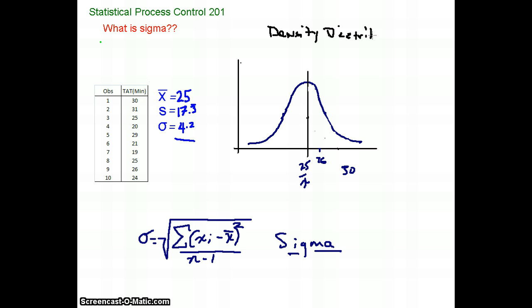It's a density distribution because we would expect 50% of the values of any observation. If we went and measured a turnaround time in the operating room just now, we just measured one, it would have a 50% chance of being greater than 25 and a 50% chance of being less than 25. Well, what would the chances be that it would be greater than 30 or less than 30? Well, we can actually use the standard deviation, it turns out, to help us understand those probabilities.